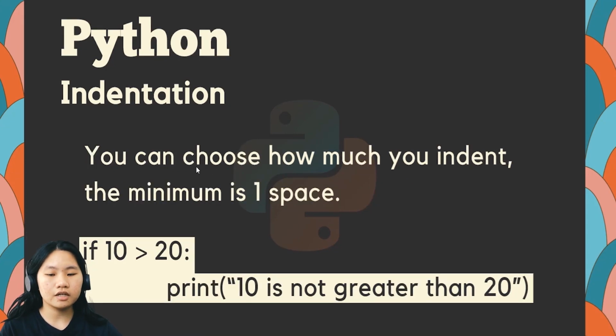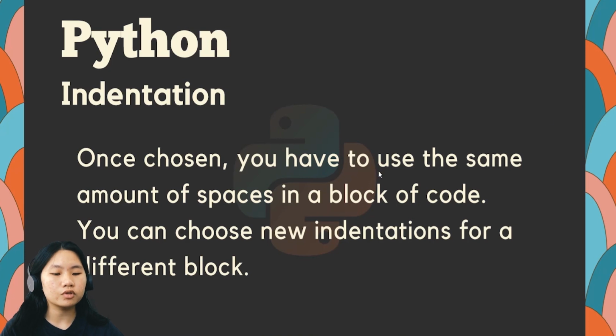As you can see here, you can choose how much you indent, but the minimum is 1 space, right? So you can do 1 space, 2 spaces, 3 spaces, 4 spaces, whatever. It depends on you. It's your preference. However, you have to use the same amount of spaces in a block of code, right? You can choose new indentations for a different block.